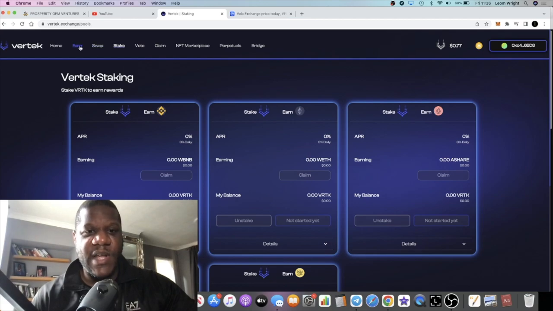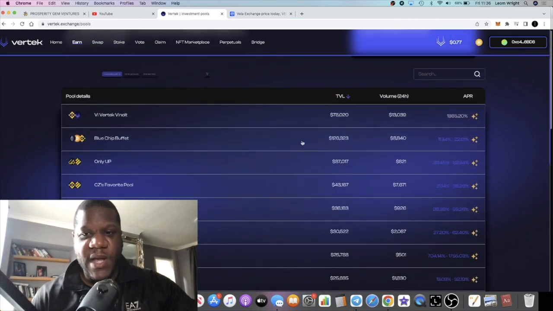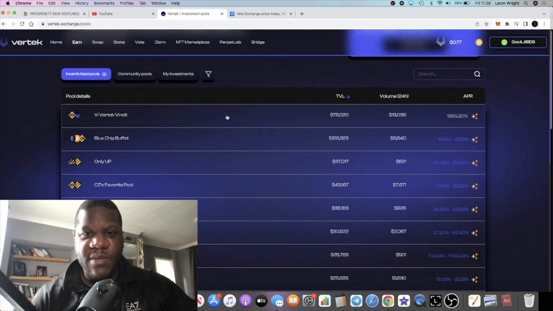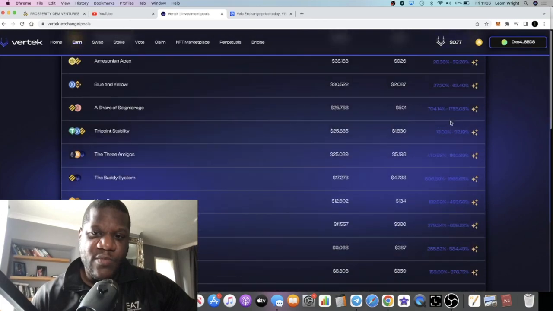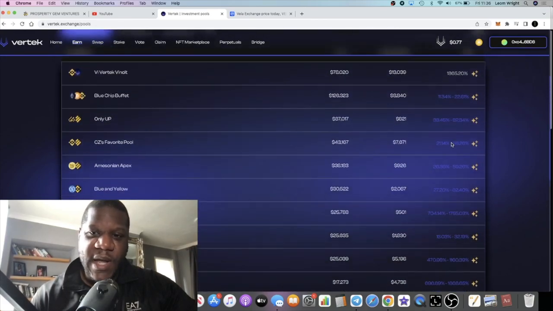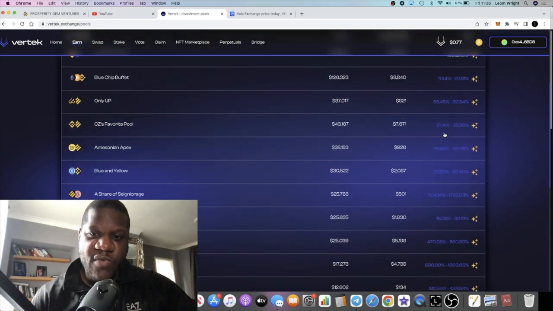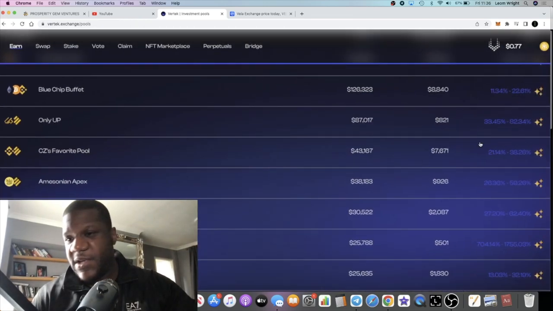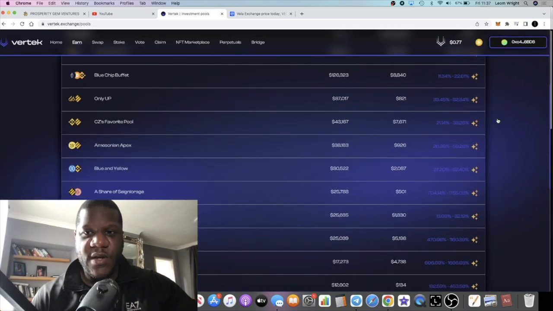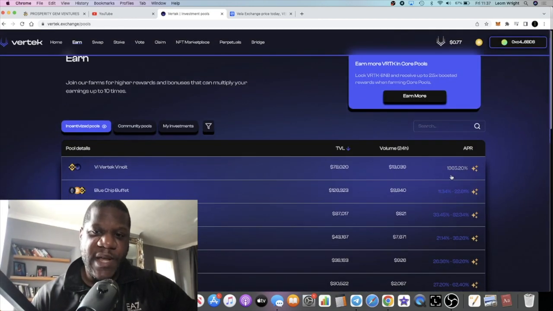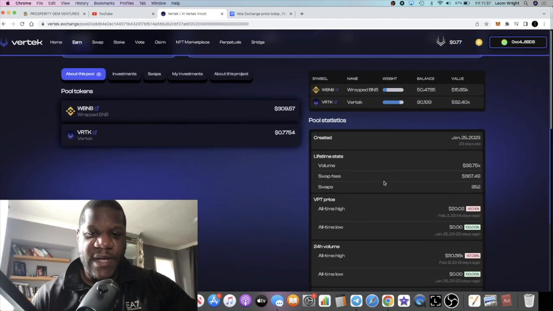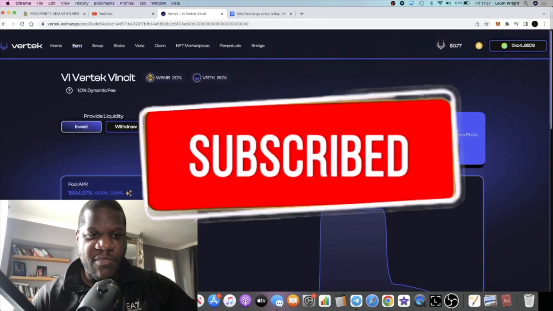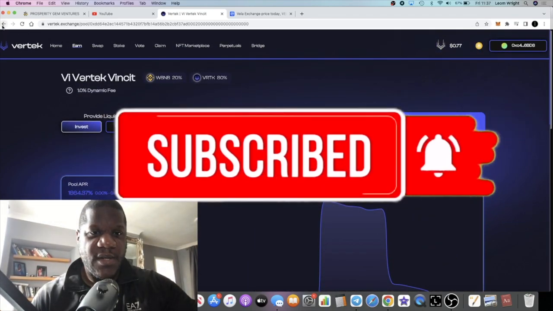If you go over to earn, you can basically earn in these pools right now. You can see that the Vertek pool right here is at 1,865% APR, which is pretty decent, if I must say so. You can see various other pools here. You probably can't see it too clearly because it is in dark blue. But the top pool over here is 1,865.2% APR, and it's a very pretty looking exchange, if I must say so.